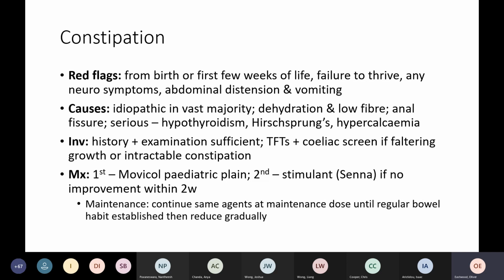And finally, if they have constipation with abdominal distension and vomiting, you're thinking of bowel obstruction.